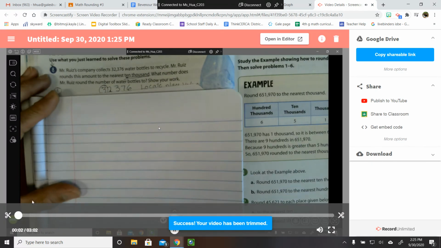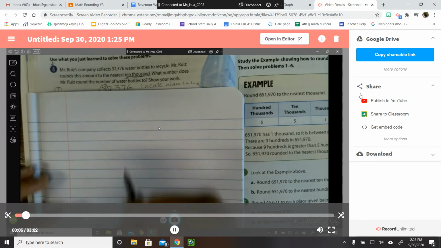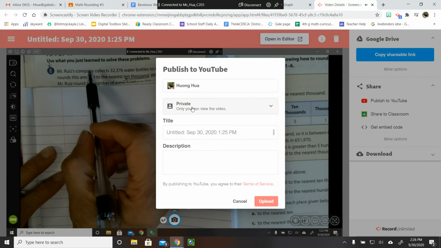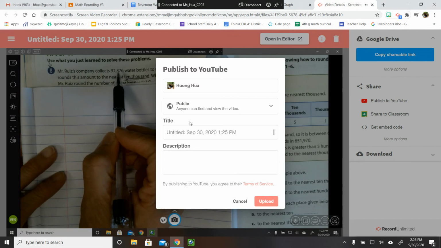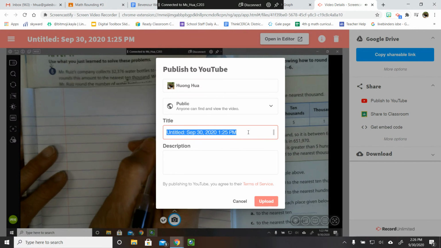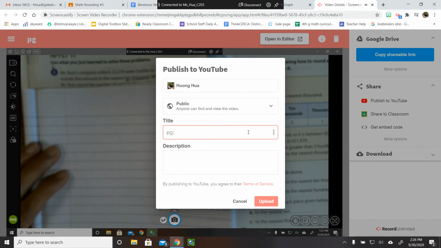All right, so this is rounding to the nearest 10,000. So we have a problem of a company that collects 32,376 water bottles to recycle. And Mr. Ruth rounds this number to the nearest 10,000.